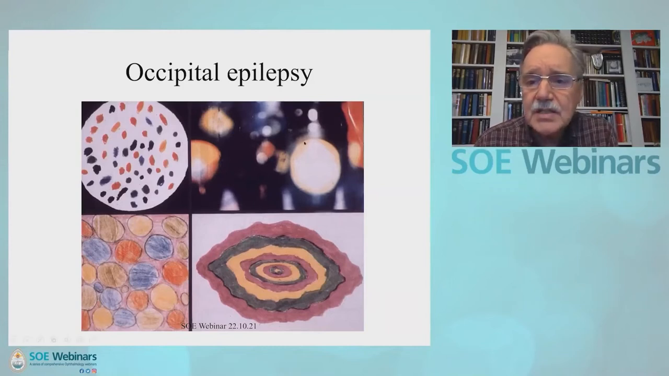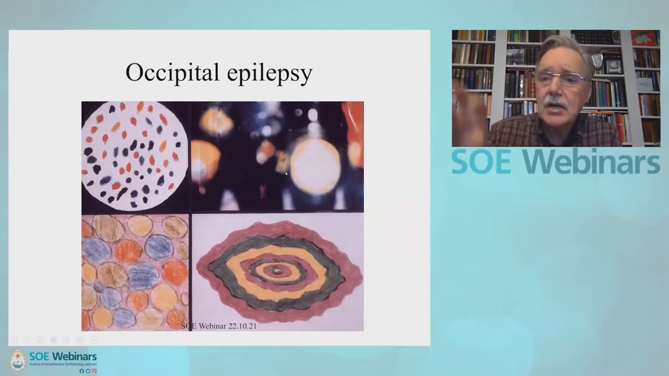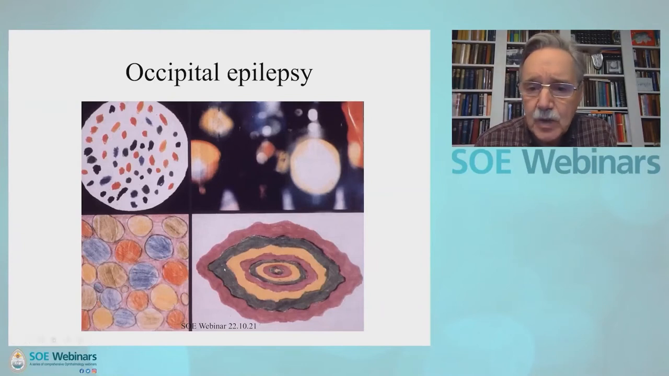Another patient sent this in. He said, I can't draw, but this is what it looks like. This is Christmas wrapping paper. These are colored baubles. And here's one that was a bit different.